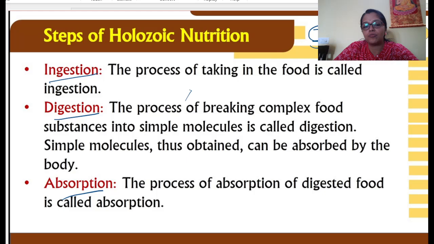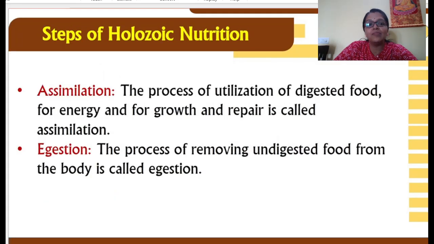The third step is absorption. Absorption means the process of absorbing the digested food. Whatever food we take in needs to be absorbed by the body. After absorption, what is the next step? Assimilation. Assimilation means utilization of the digested food for growth, repair, and other activities. And the final step is egestion. Egestion means removing the undigested food from the body, ejecting it out.